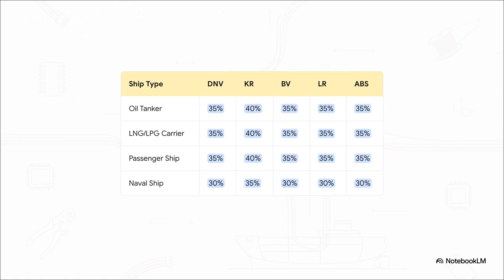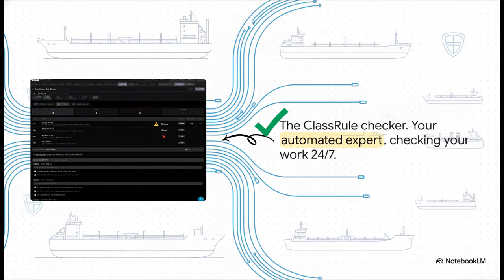Well, SEcMS has all of this deep domain knowledge built right into its core logic. So you don't have to remember it all. You just tell the system your ship type and the classification society, and the class rule checker does all the heavy lifting. It gives you this crystal clear pass, warn, or fail feedback on every single rule, making sure your design is compliant long before it ever leaves your screen.